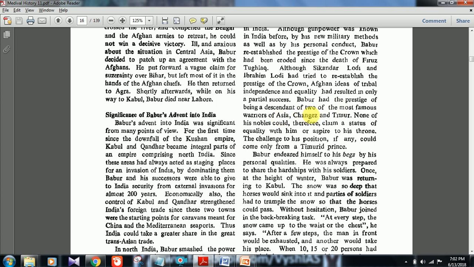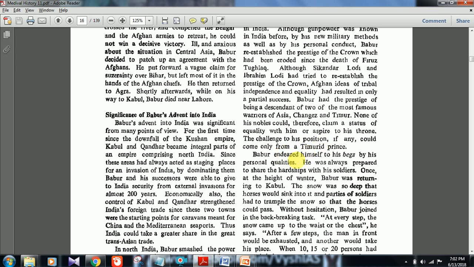Like his mother's lineage is somewhere, father's lineage is somewhere. So this Genghis Khan and Timur, okay, both you should know. Both are his lineage only. None of the nobles could therefore claim a status of equality with him or aspire to his throne. The challenge to his position, if any, could come only from a Timurid prince.